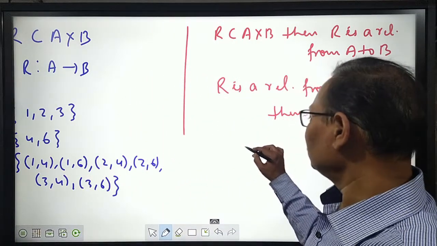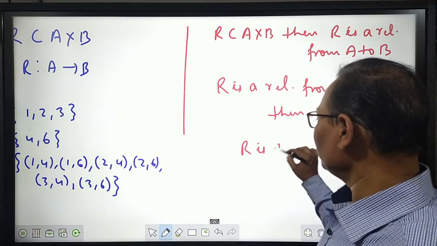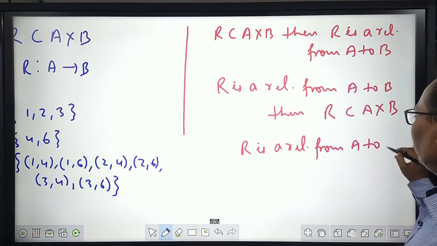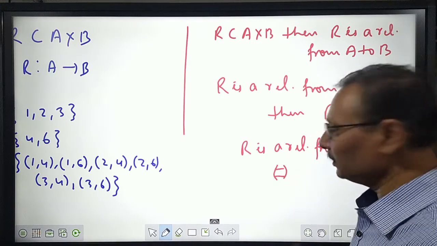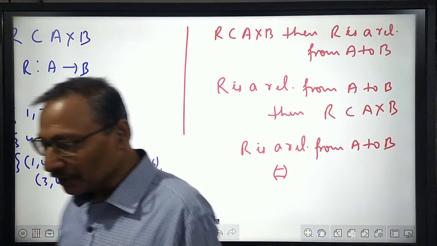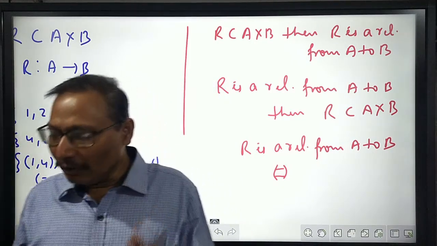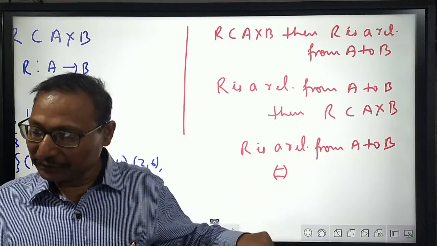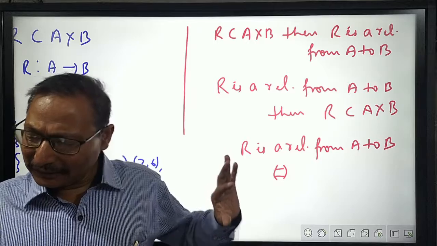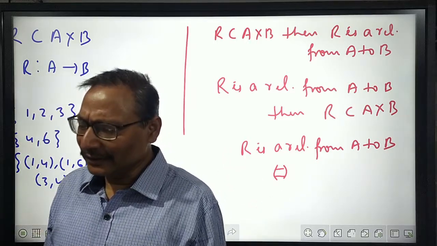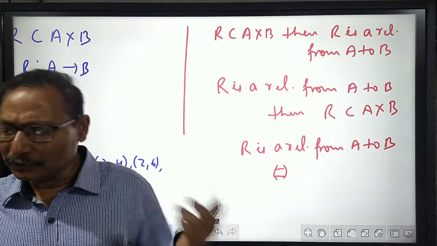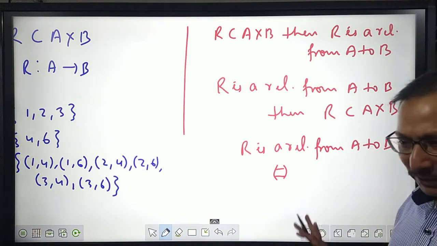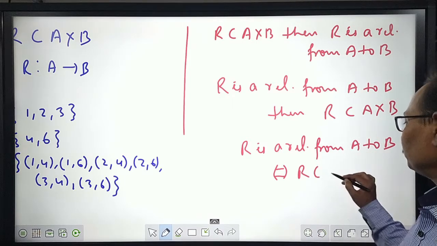So we write that R is a relation from A to B if and only if. This symbol is the double implication and it means if and only if, or you can say that this is a necessary and sufficient condition, or you can say that it is written in such a way that its converse is also true. So R is a relation from A to B if and only if R is a subset of A cross B.